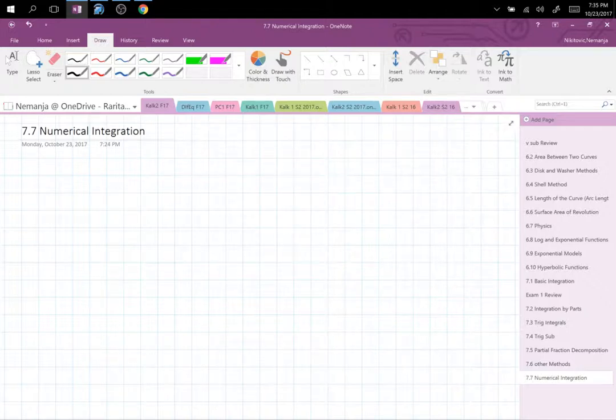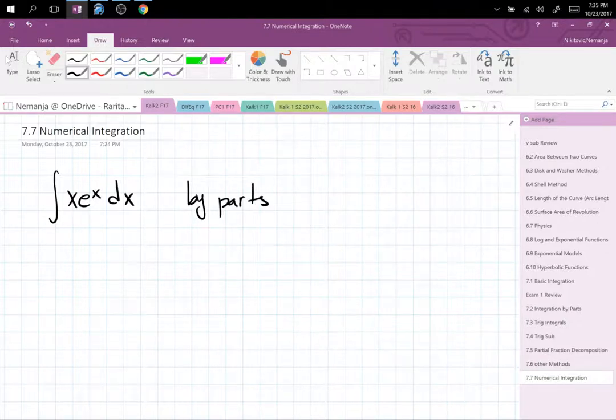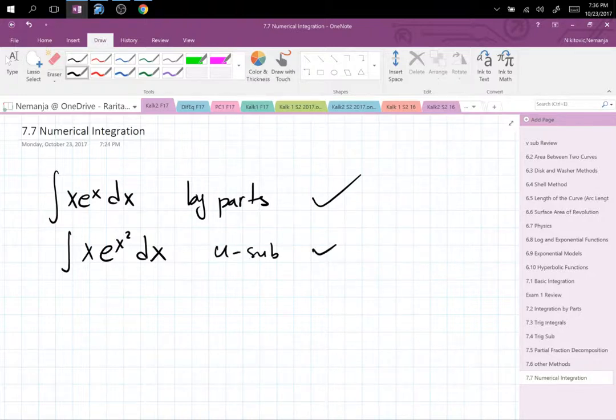If you take a look at, let's say, integral x e to the x dx, you know this is by parts, because it's multiplication of a polynomial and transcendental function, and you know how to deal with that. So that one is okay. You also have x e to the x squared dx. Now this one is a basic u sub. Again, easy to deal with.